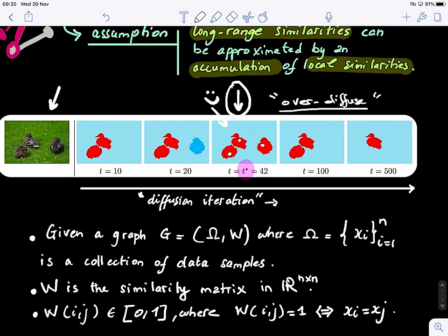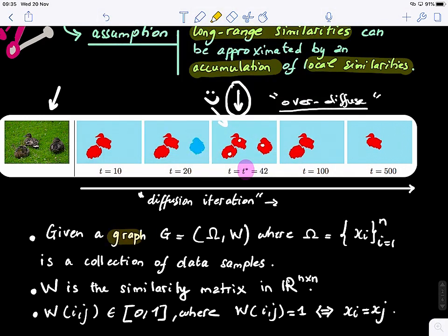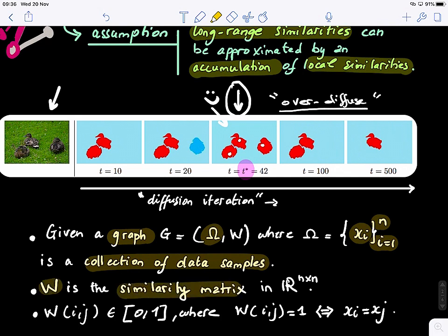Now, how to model this? Let's look at how mathematically they formalize this problem. First, they define a graph G. The set omega defines the set of samples, so they have n samples. In our case, it can be pixels or it can be patches. So it's a collection of data samples. W is the similarity matrix in R^(n times n). And Wij is between 0 and 1 because it's a similarity. When Wij equals 1, it means that samples i and j are identical.